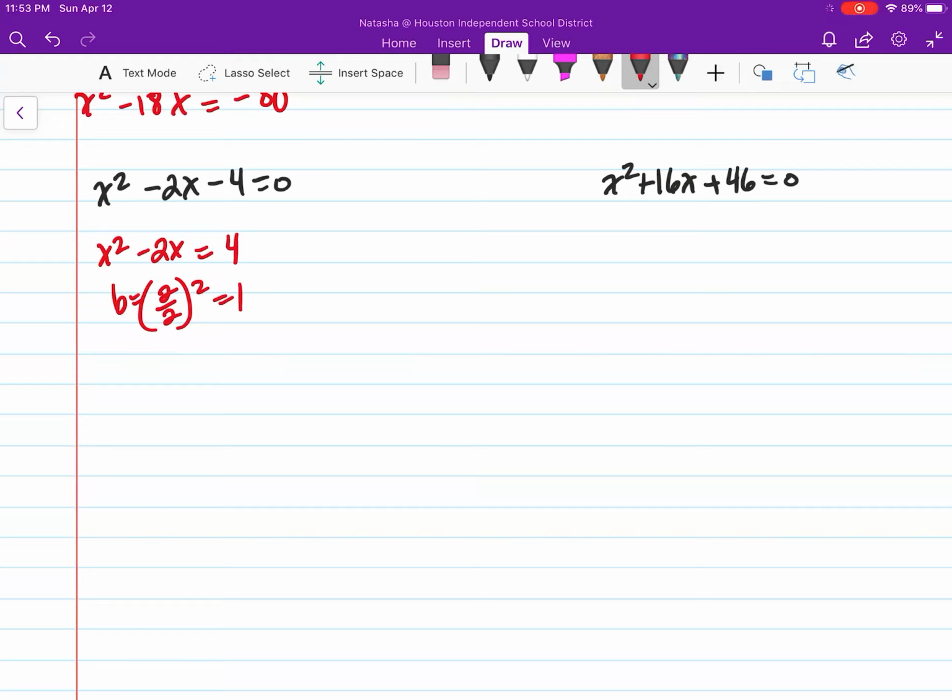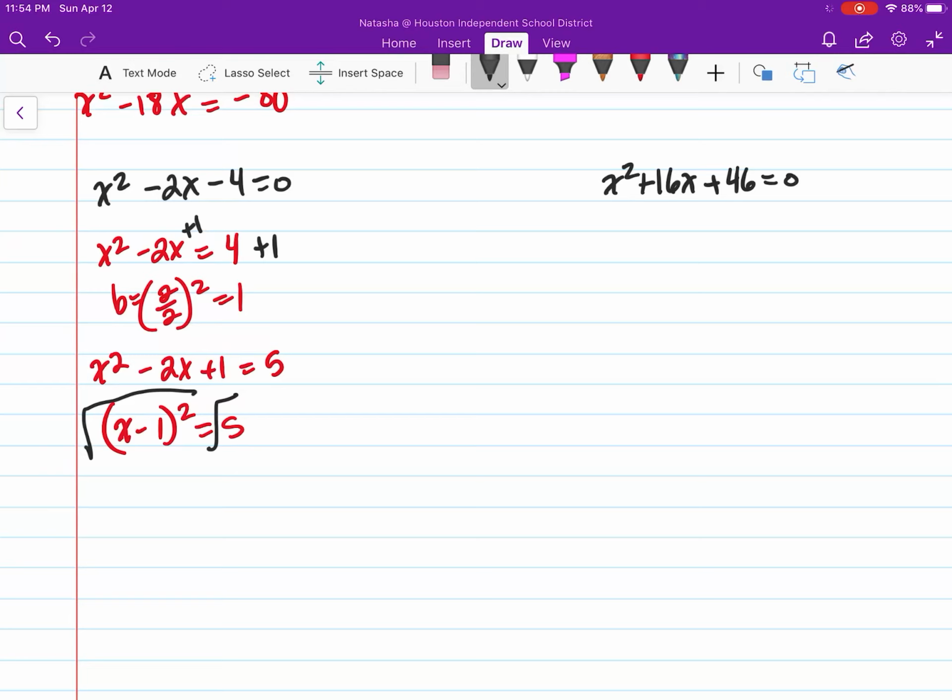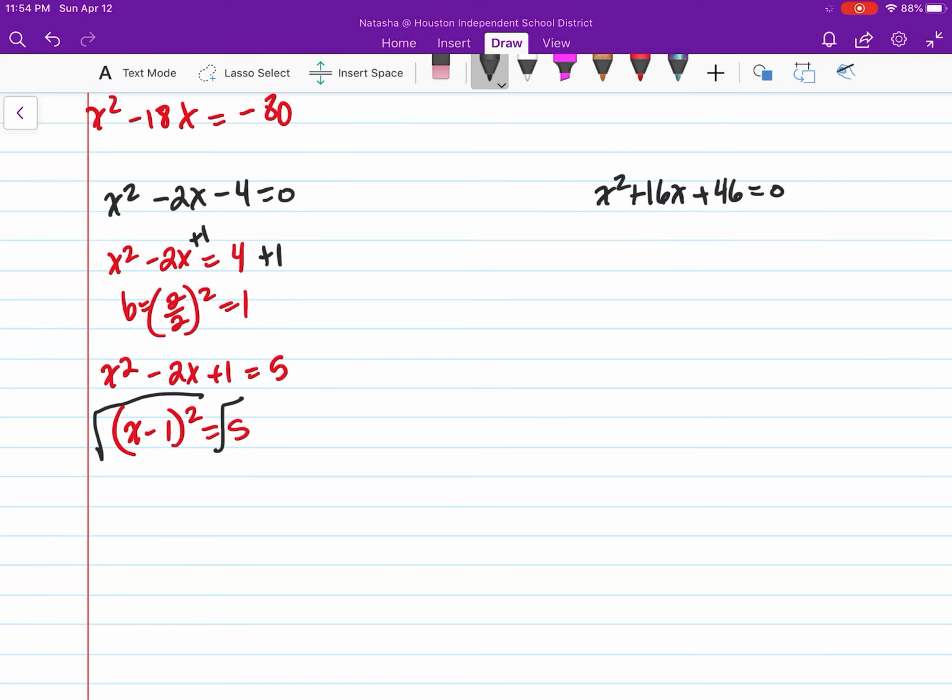My b term here is equal to 2, divide by 2, square that, that's still going to give me 1. So now I'm going to add 1 to both sides. So that's going to give me x squared minus 2x, and I'm going to write up above here, add 1, add 1. So that's going to give me x squared minus 2x plus 1, and that's going to be equal to 4 plus 1 is 5. Now, the left expression is a perfect square trinomial, and it's a perfect square trinomial of x minus 1 squared, and that's equal to 5.